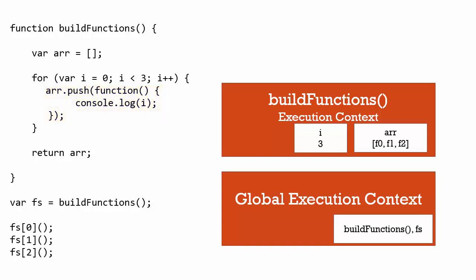So it continues. i becomes 1 because of the i++. It adds another function object into the array. Looks identical, but it's a separate function object. Then i becomes 2 because of the i++, and we get a third function pushed into the array. Then the i++ is run again, and i is 3. And the engine sees that i is less than 3 expression and says, oh, i is no longer less than 3, and leaves the for loop. That's how for loops work.